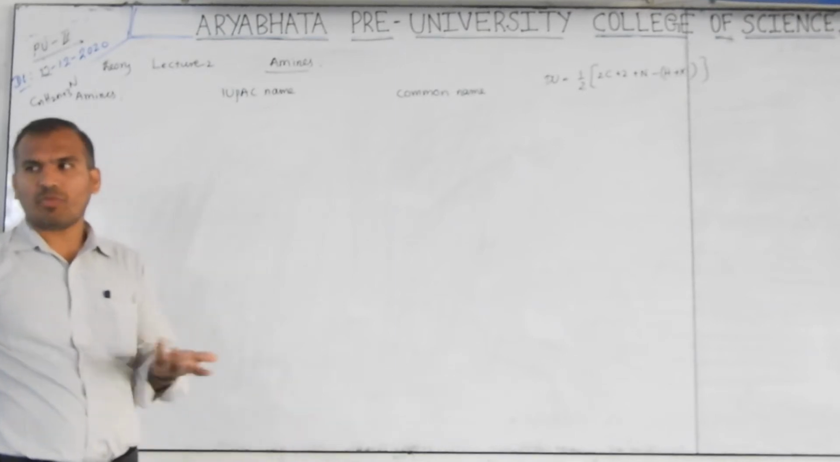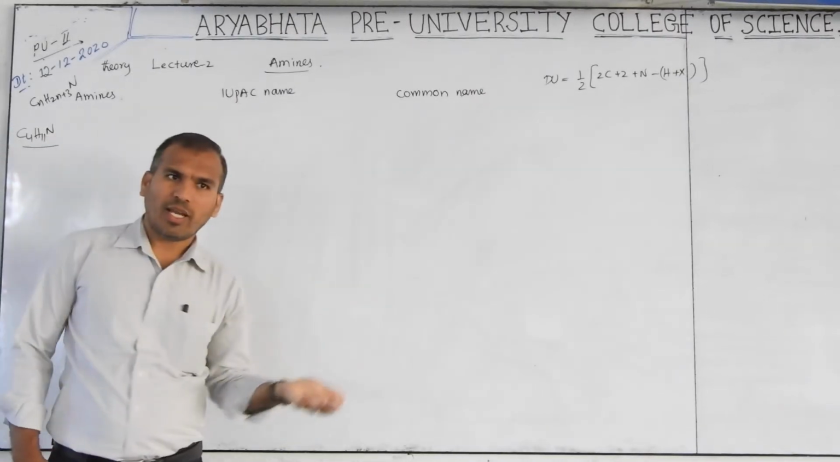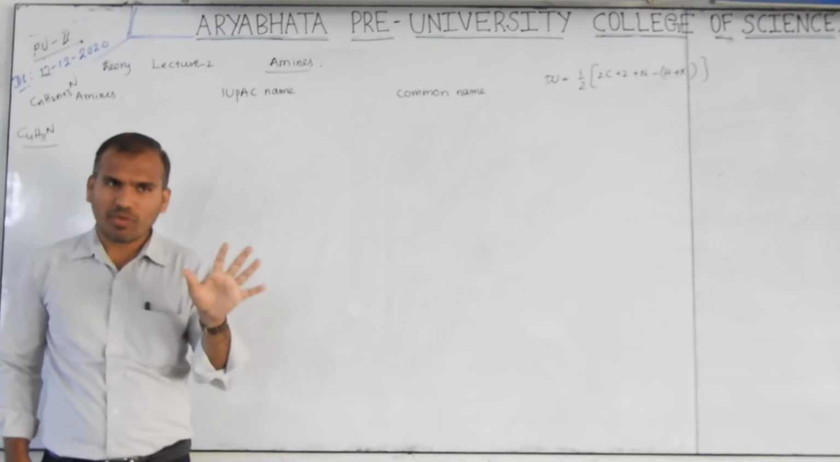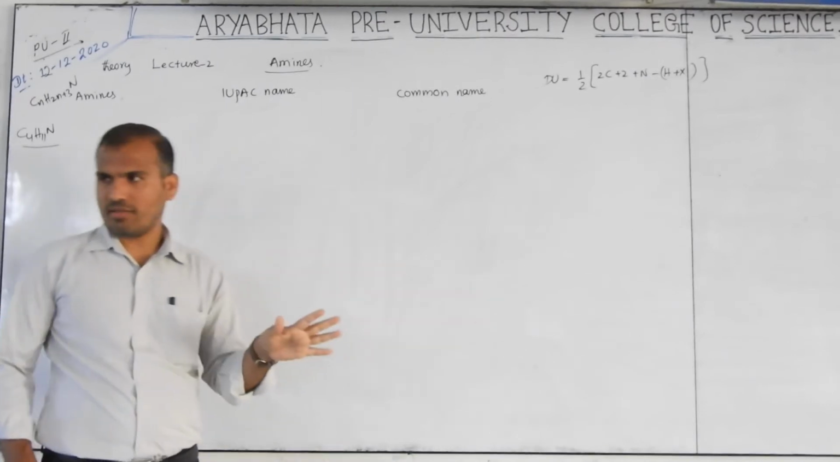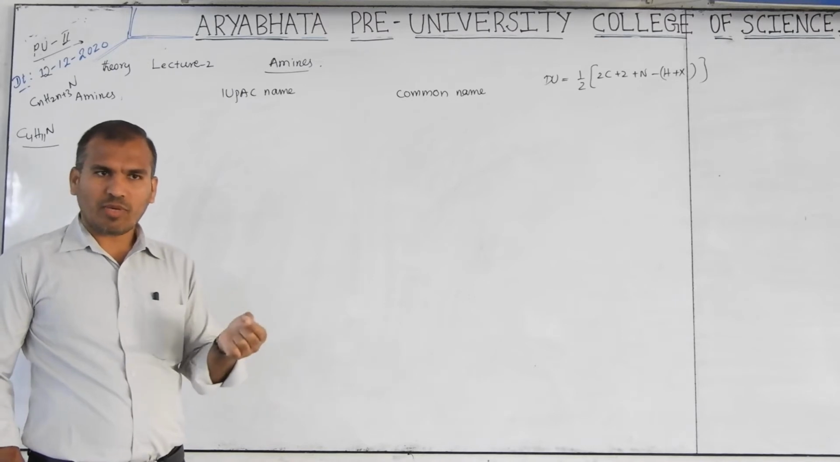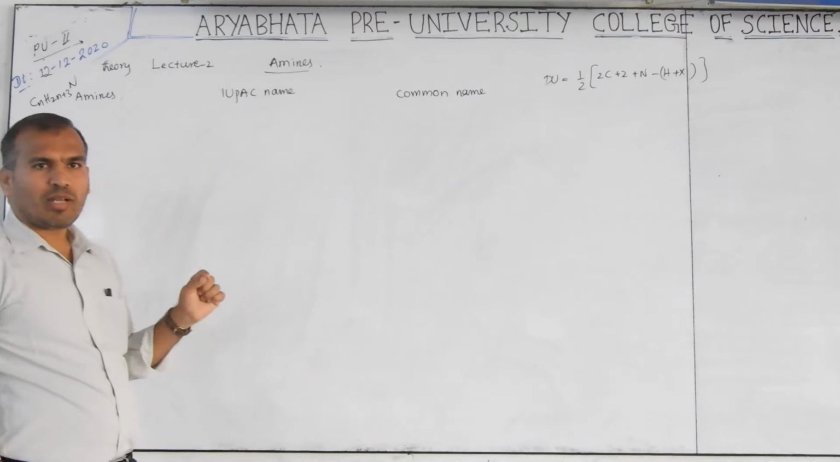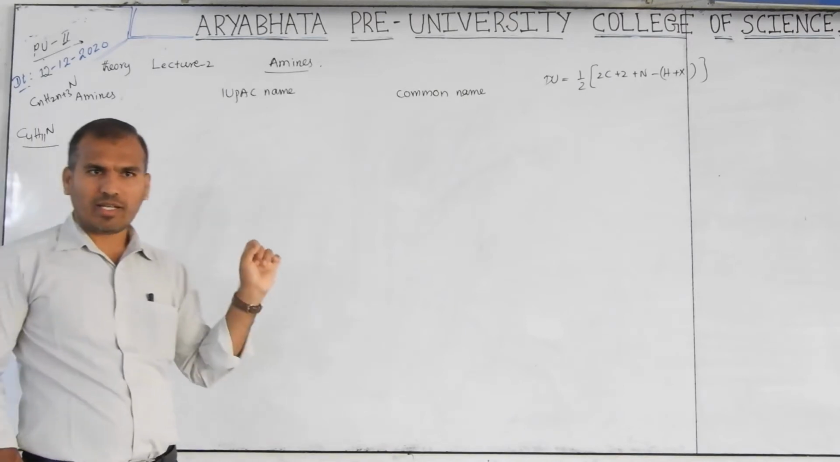Otherwise, I also told you the short form. Maximum how much? 4 into 2, 8. 8 plus 2, 10. Maximum number of hydrogen atoms possible is 10. Clear? When nitrogen is there, how many nitrogens are there? That many we have to add. Okay? So 10, 1 nitrogen is there, so 11.